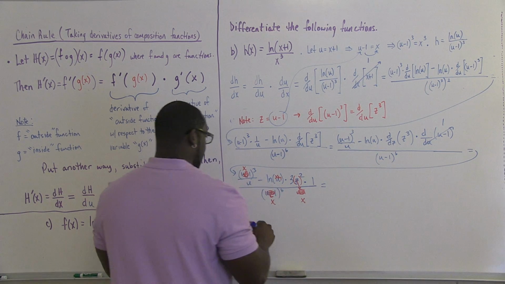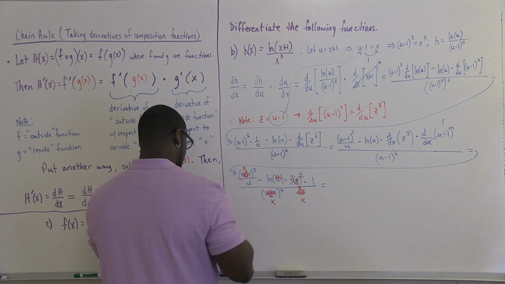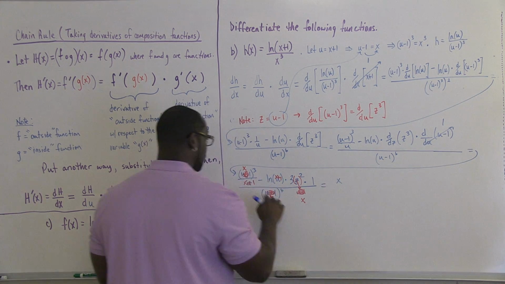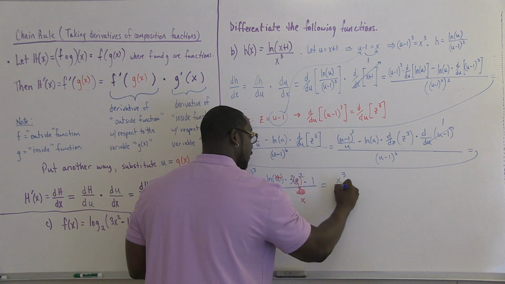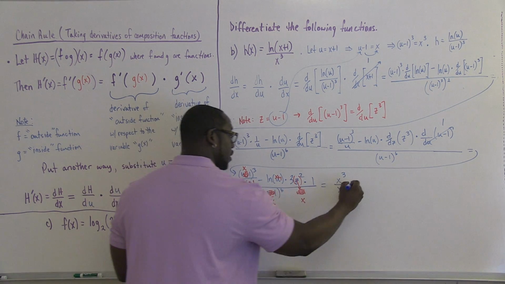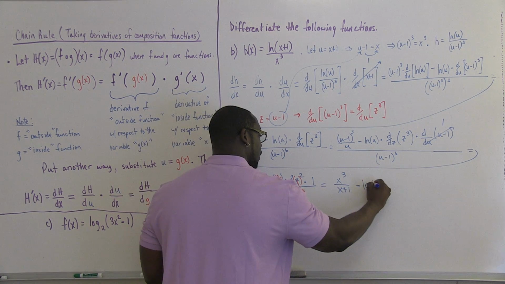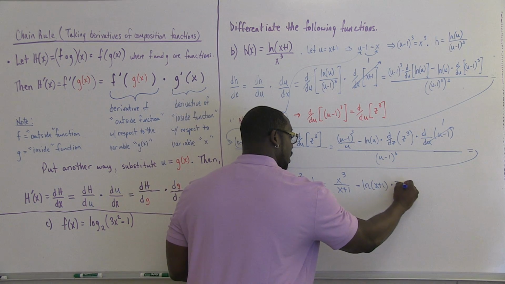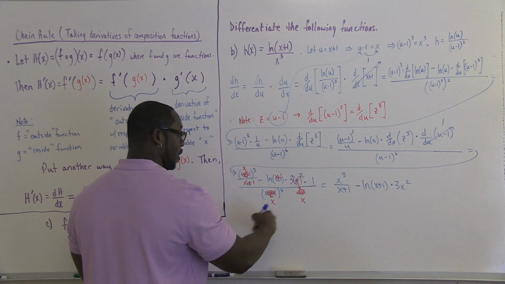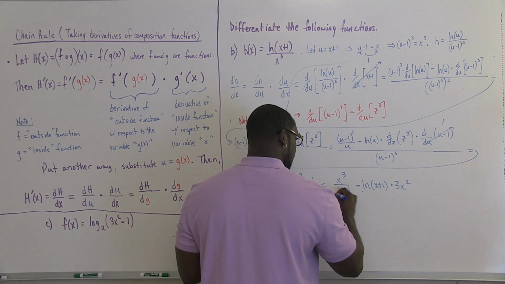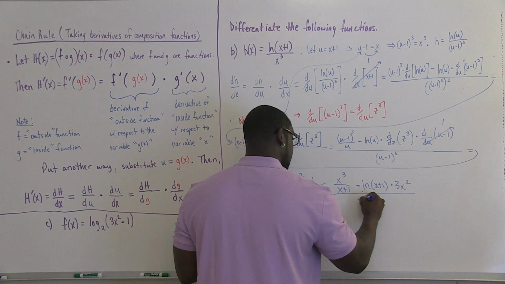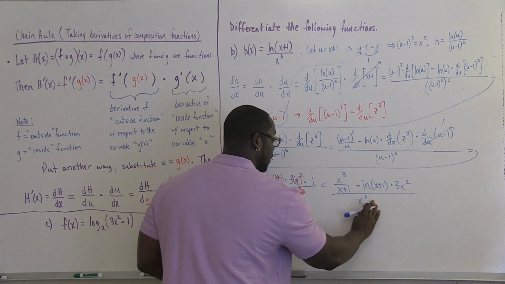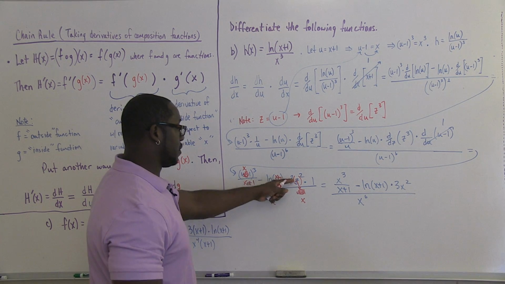So now that we have this, we have one more u, this is x plus 1, so we have x cubed divided by x plus 1 minus natural log of x plus 1 times 3x squared, and all of that divided by x to the 6. That x goes here actually, okay?